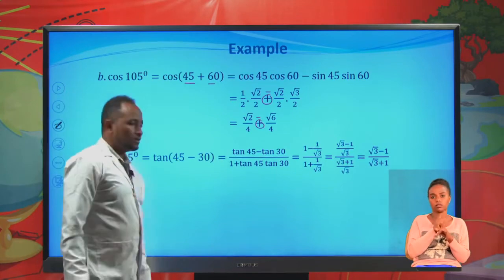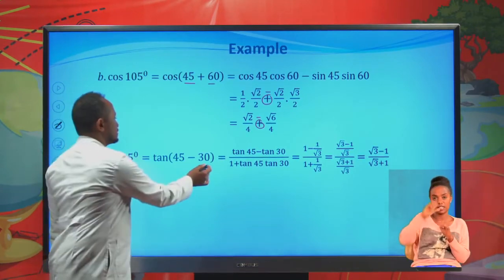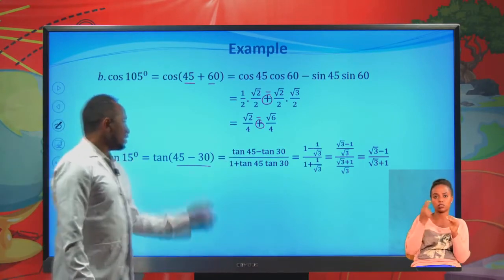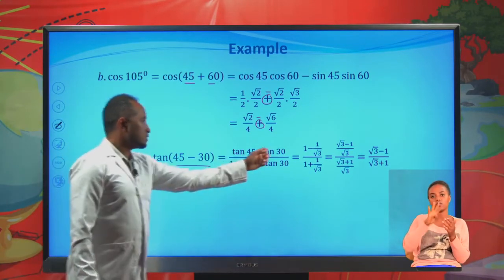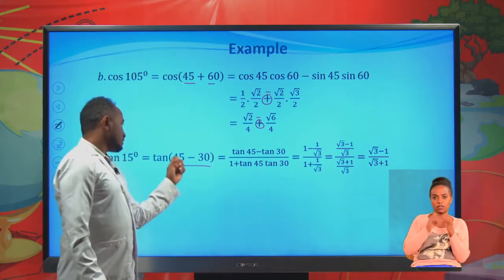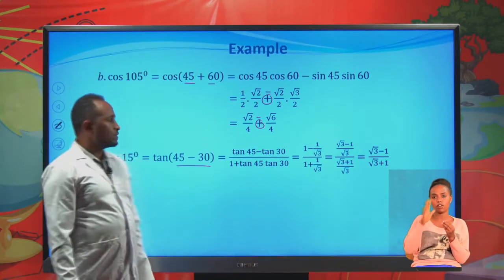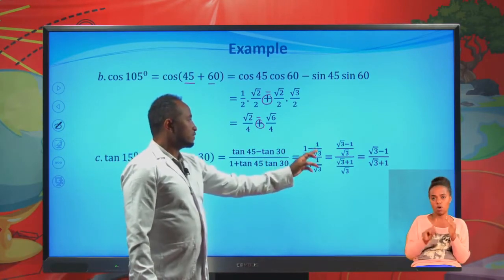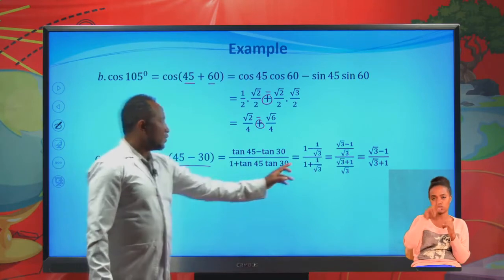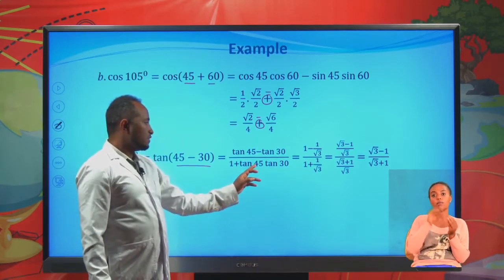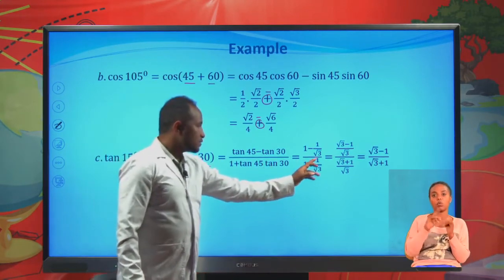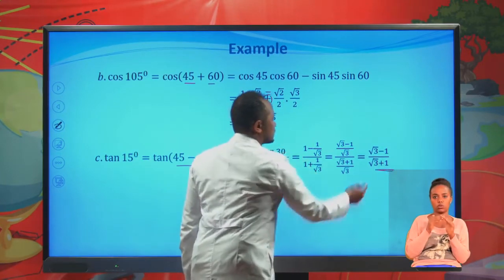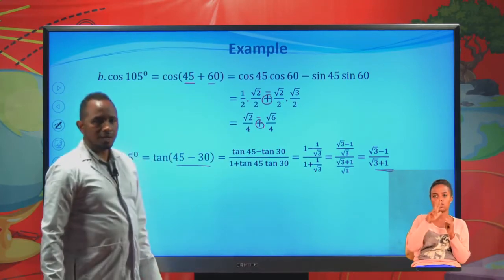Tan 15 can be written in this form: tan of 45 minus 30. So using the formula, tan 45 minus tan 30 divided by 1 plus tan 45 tan 30. So tan 45 is 1, tan 30 is 1 over root 3, divided by 1 plus tan 45 is 1, tan 30 is 1 over root 3, 1 times 1 over root 3. So simplifying this, you get root 3 minus 1 over root 3 plus 1.